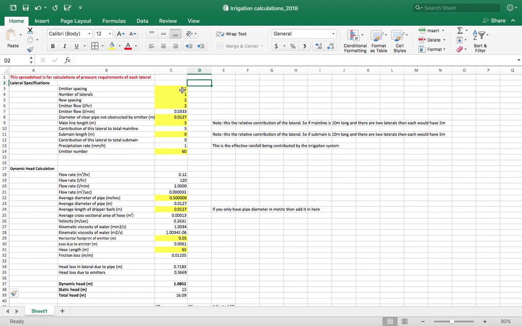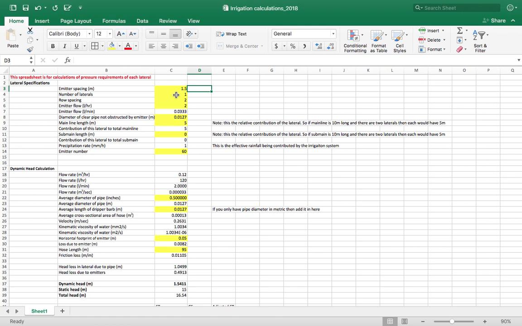Right, so let's go through the system, and wherever there's yellow, I'm pretty sure, hopefully if I've done it right, is where we need to add some numbers. So first of all, it says emitter spacing. So how far apart are the drippers on the drip line? In this case, we're doing one dripper per vine, and I think from memory, in this case, each vine was about 1.5 meters apart. So I'll put 1.5 there.